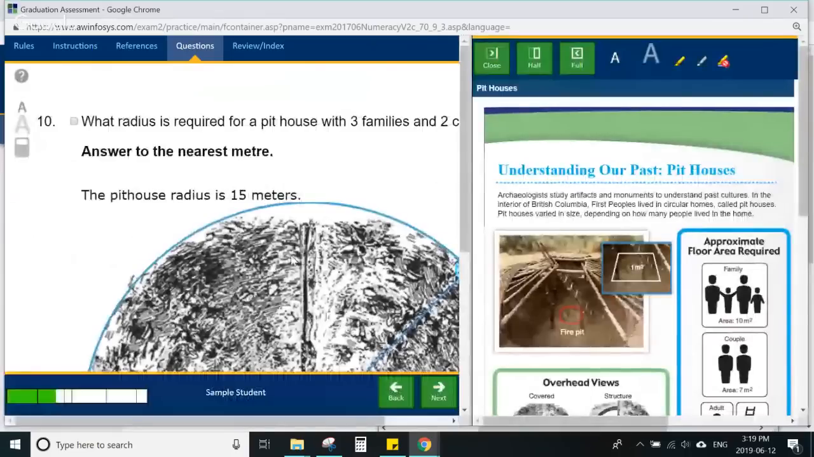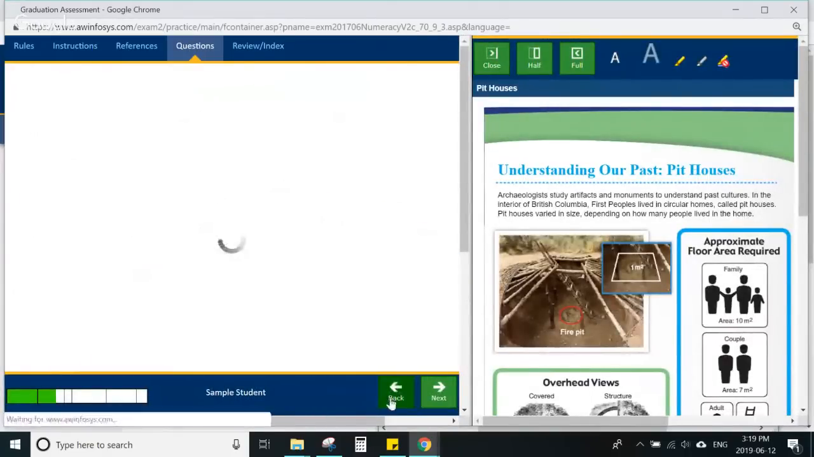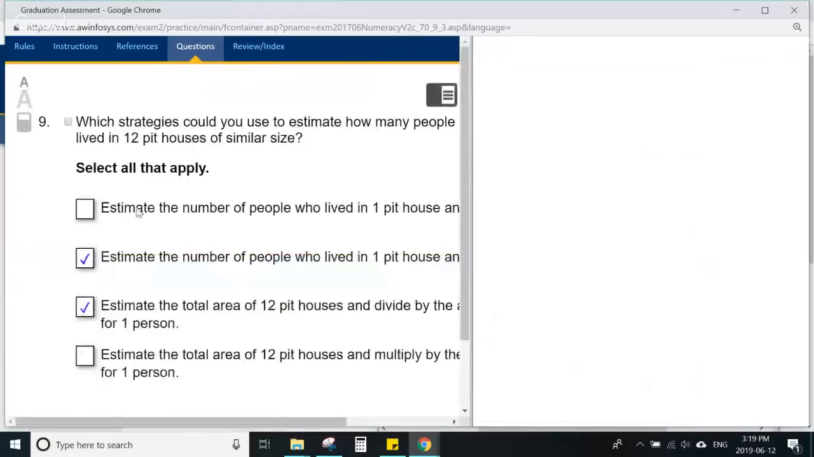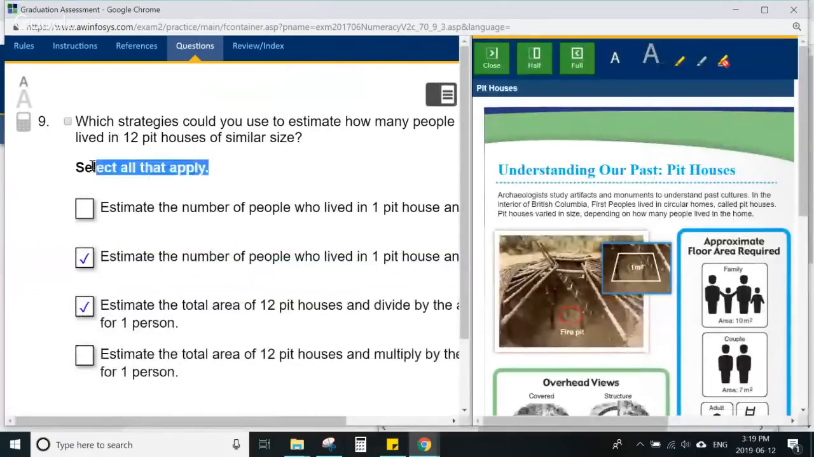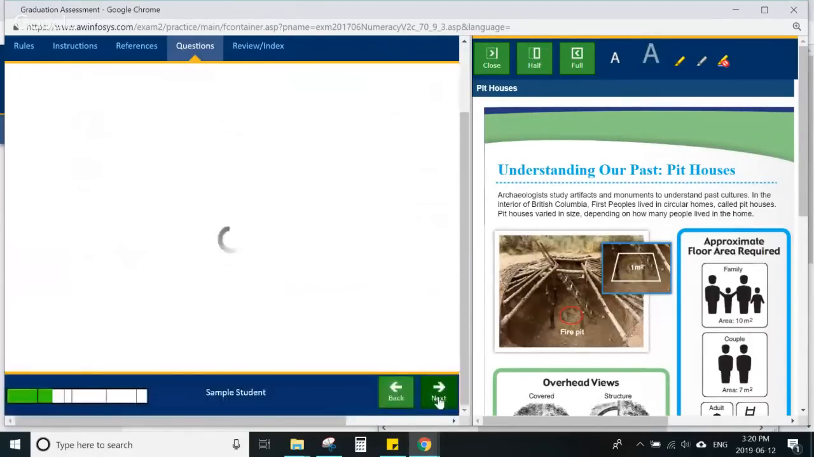Okay, what radius is required for a pit house with 3 families? I'm going to go back to that other question. I just want to point something out there. You need to select all that apply. So make sure you're reading the questions carefully. If you only selected one of these, it wouldn't be entirely correct. So you need to select both of them.